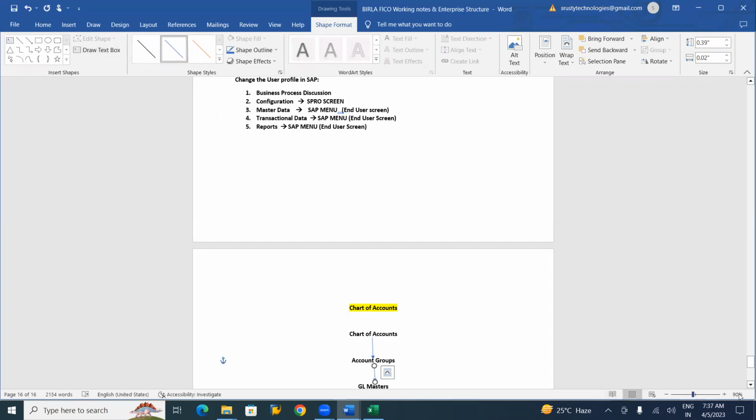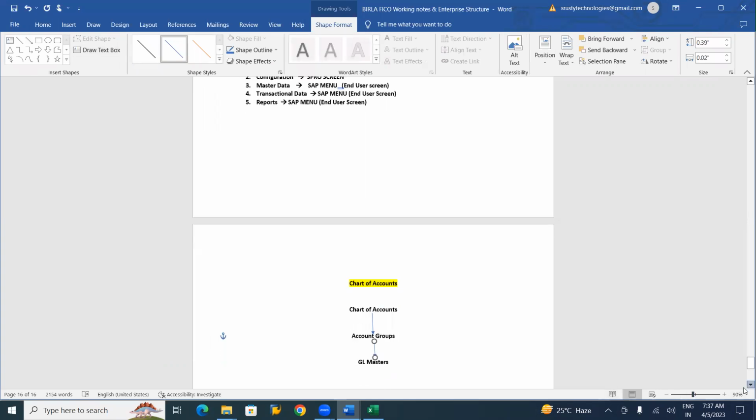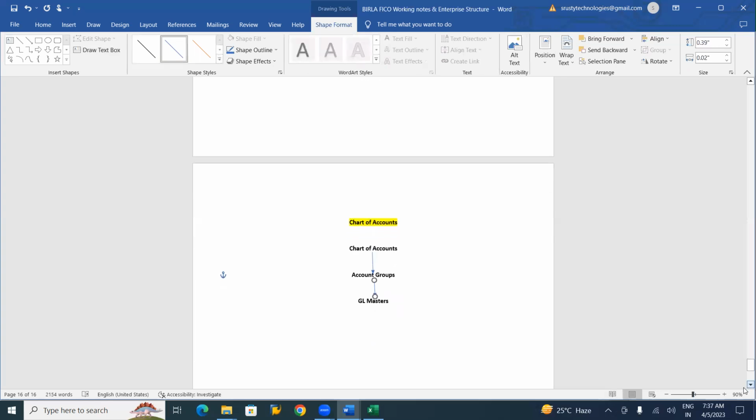I'll explain. So this is the hierarchy. First, chart of accounts. In that, we will create chart of accounts. As I said, the chart of accounts is a library of various GL accounts. So here we need to understand there is a bridge between account groups, chart of accounts and GL masters.